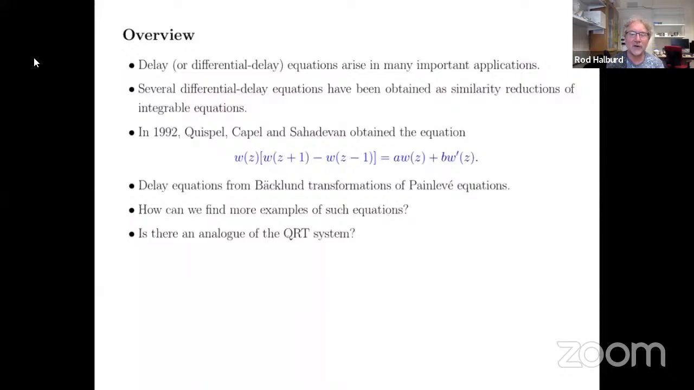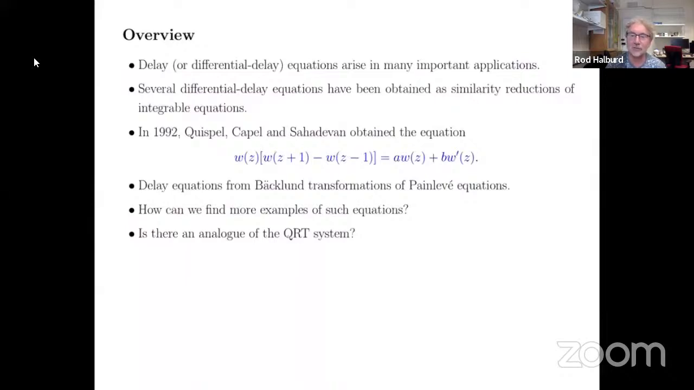We'll describe a little bit how some delay equations can be obtained by playing around with the Bäcklund transformations for the Painlevé equations. But the main question I'd like to address is, how can we look for more examples? What seems to be special about them, based, of course, on what happens for differential and difference or discrete equations? Some kind of special singularity behavior, one would imagine, lies at the heart of it. And this is at the moment still a motivational question. We can partially answer it. But we are looking for some kind of an analog of the QRT system.